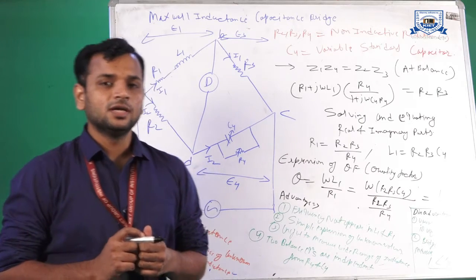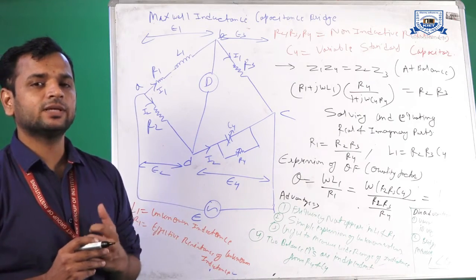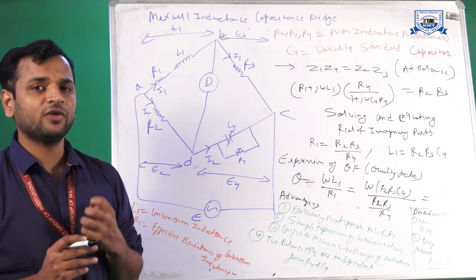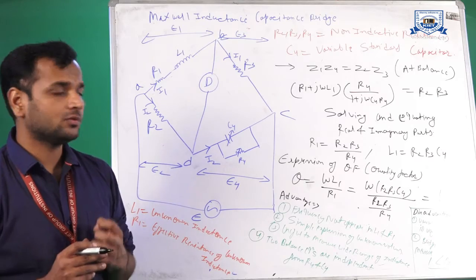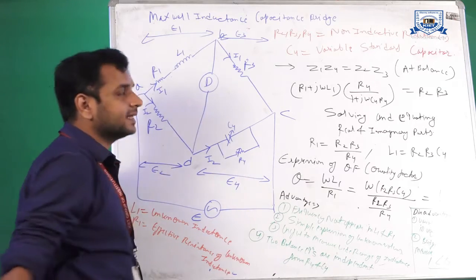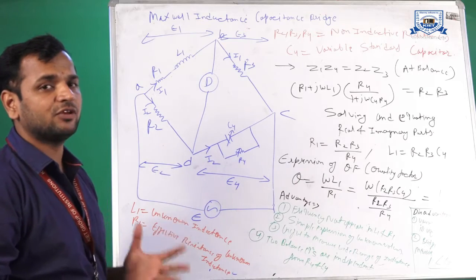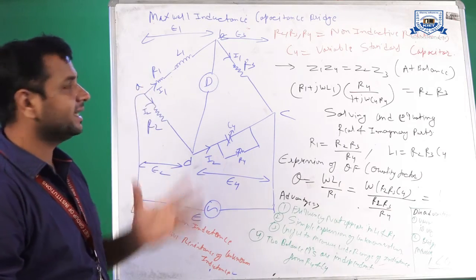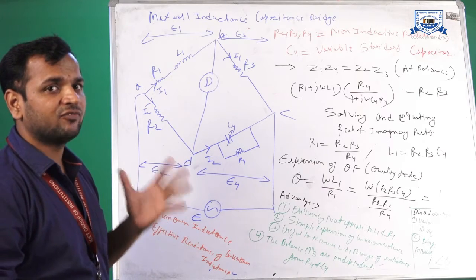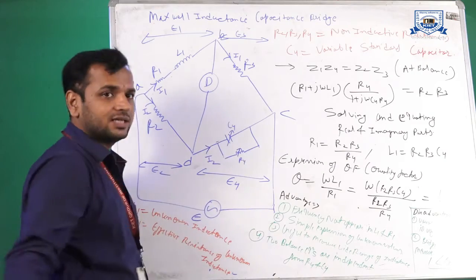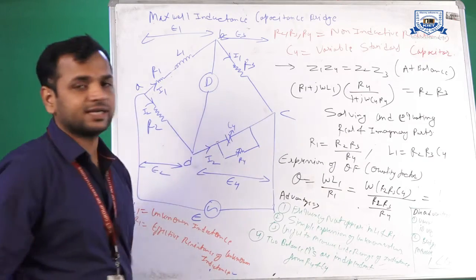Hello everyone. In this lecture we will see the next method of measuring the value of unknown inductance with the help of an AC bridge. The name of the bridge is Maxwell inductance capacitance bridge. In the last class we have seen the Maxwell inductance bridge. The difference is that we have used a variable capacitor in this bridge. That's why it is called a Maxwell inductance capacitance bridge.